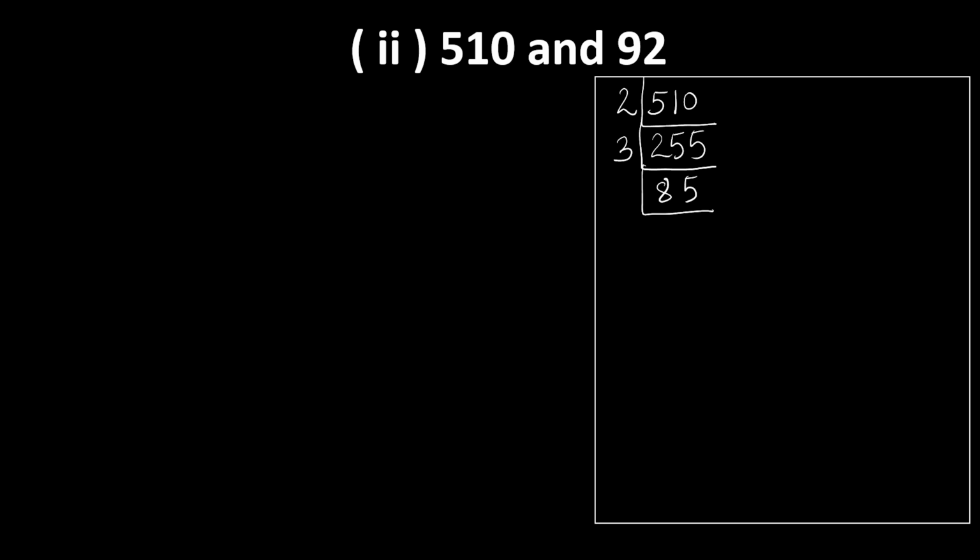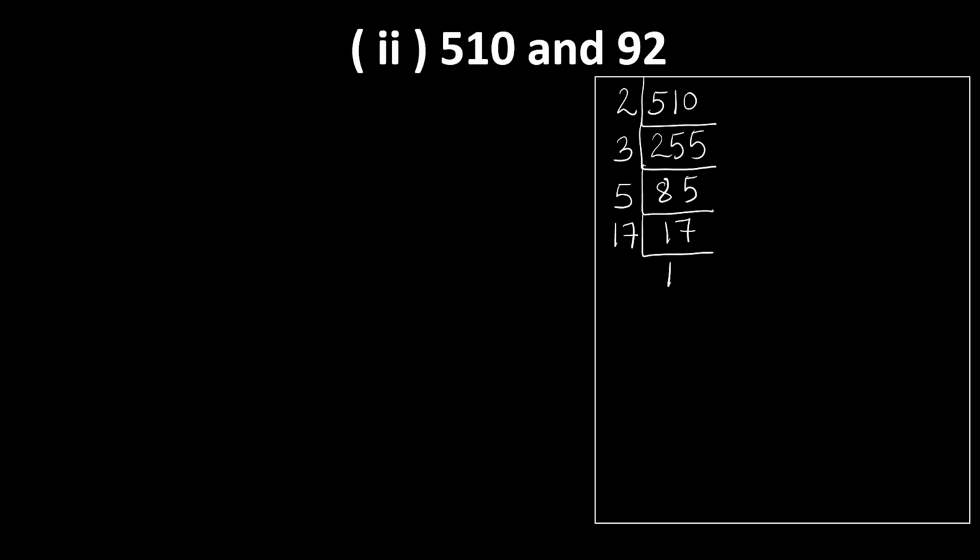And now this 85 is neither divisible by 2 nor 3. So we will divide it by 5. Since the unit place of this 85 is 5, it is divisible by 5. If we divide it, we will get 17 as a quotient. Now 17 is again a prime factor, so we can divide it by 17. We are going to get 1 as a quotient. So we have done the prime factorization of 510.